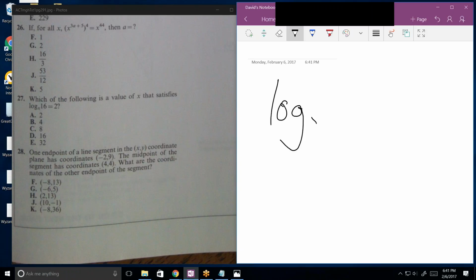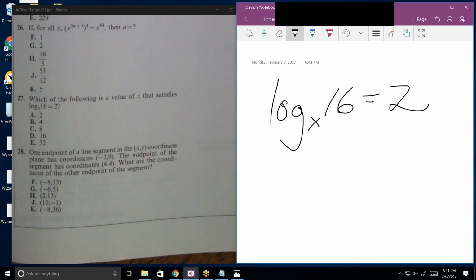Add logs. What does x need to be? Which of the following values of x satisfies log? Sorry, I'm just getting my pencil and paper. Log x to the 16th equals 2.